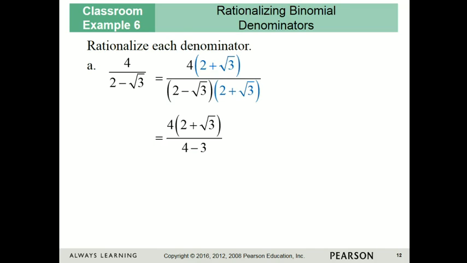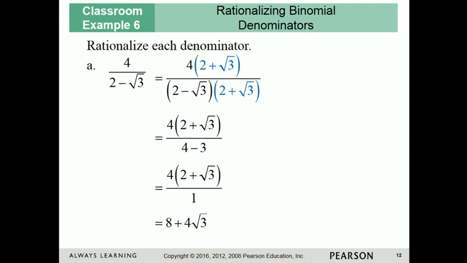So basically the denominator went from being an irrational number to a rational number, 4 minus 3, which is 1. So now the last thing to do is simply distribute that 4 across that binomial there. 4 times 2 is 8, and 4 times the square root of 3 is 4 square roots of 3.